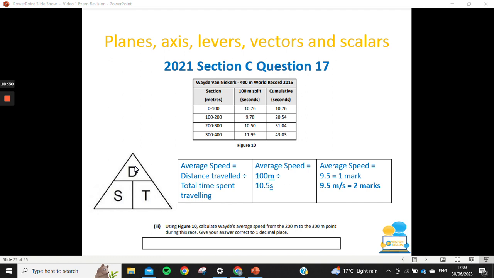The next part of this question was calculating the average speed from the 200 meter to the 300 meter point during this race. So you're given the distance, and you're also given the time, and then we're looking to calculate the speed. If we have Dad's silly triangle over here on the left hand side, we know that we have the distance, which would be 100 meters. If we run from 200 meters to the 300 meter point, that would be 100 meters. We also have the time, which is 10.5 seconds. So we need to calculate the speed.